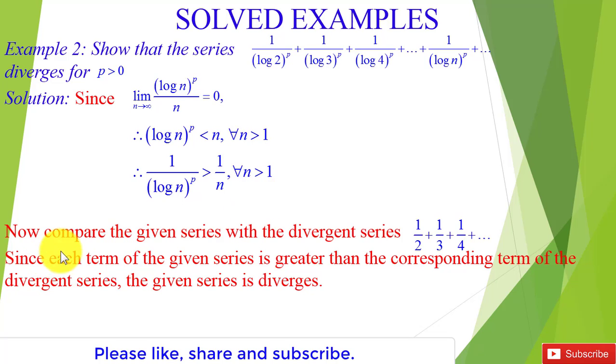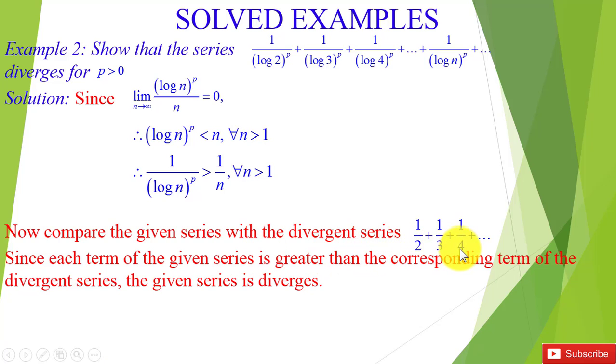Now, compare the given series with the divergent series half plus 1 by 3 plus 1 by 4 up to infinity. Since each term of the given series is greater than the corresponding term of the divergent series, therefore by test 1 the given series is divergent.